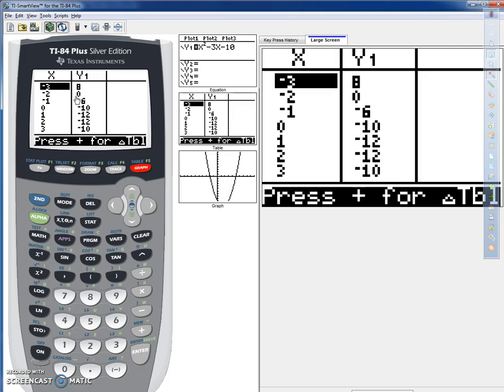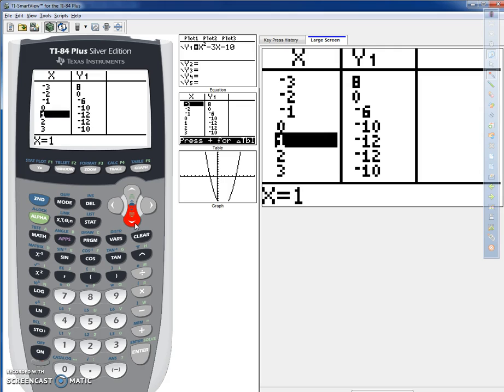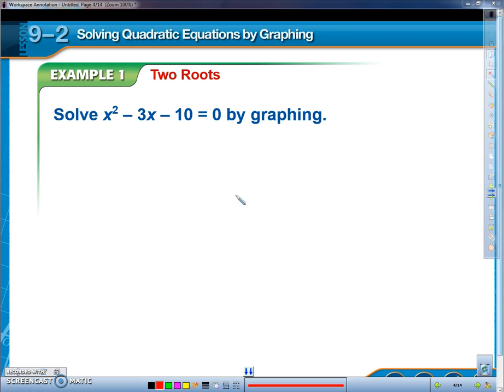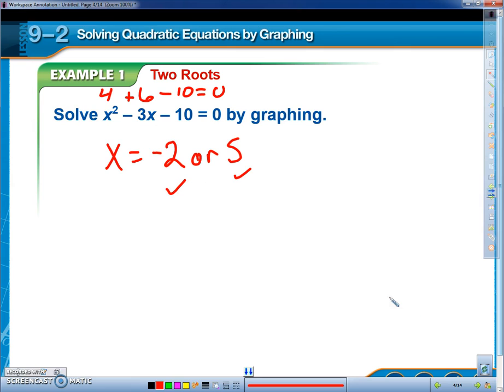So yes, -2 is one, and we thought the other one would be close to 5, and it is, right there. So let's go back and see if the solutions x equals -2 or 5 work. If I take a 5 and put it in here, I would have 25 minus 15 minus 10 equals 0, and a 5 checks out. Now let's try a -2: 4 plus 6 minus 10 equals 0. And a -2 checks as well.